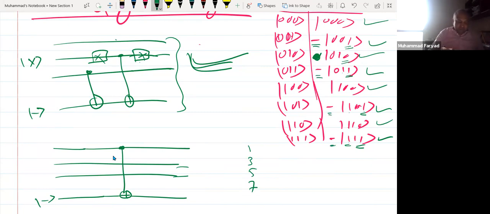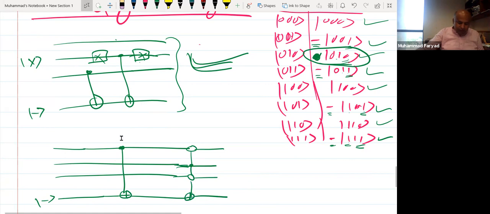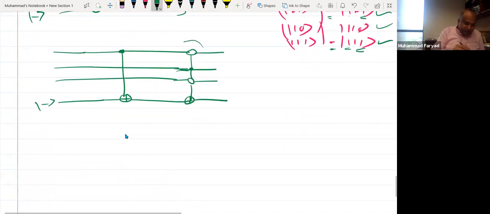And now I have to only add a circuit in series that can give me a negative sign for this term that I left out. And for that, let me just add a 0, 1, 0 multi-control circuit, like this. Now for this circuit, this I can implement like this.